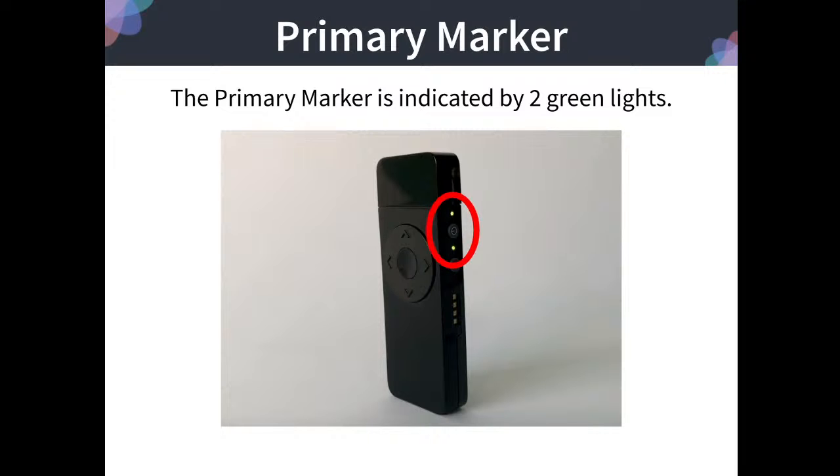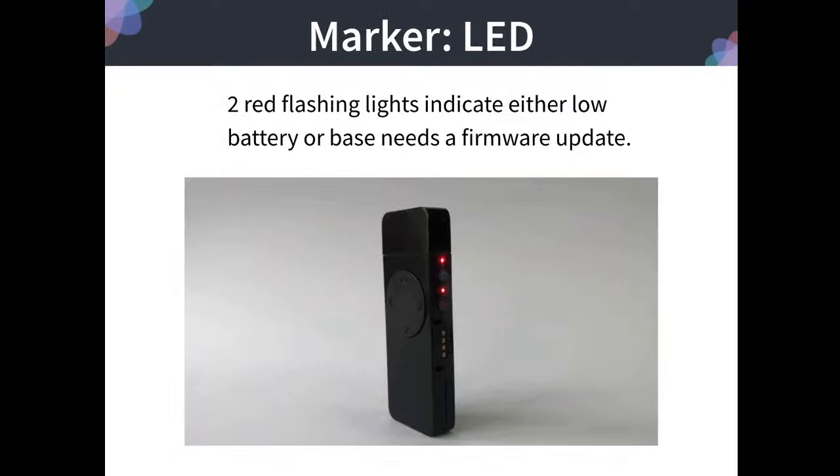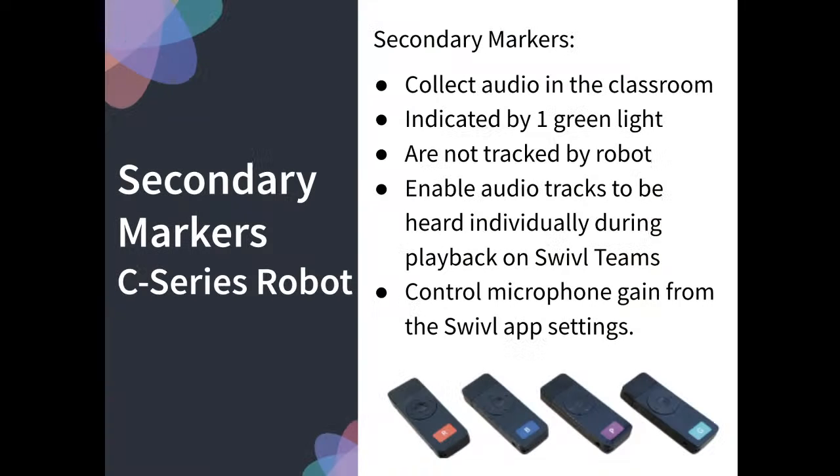Over on the side, your primary marker is indicated by 2 green lights. That lets you know that things are connected and working the way they should be. Now, if you have 2 red flashing lights, that's an indication of a low battery, or your base needs to be updated with the firmware. We'll talk about firmware in a little bit.